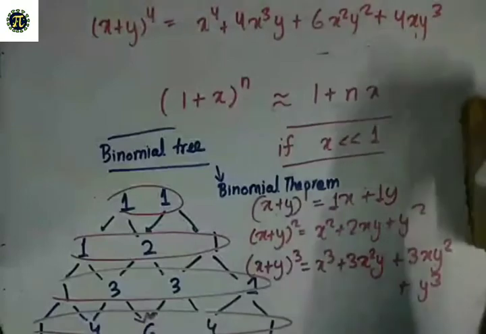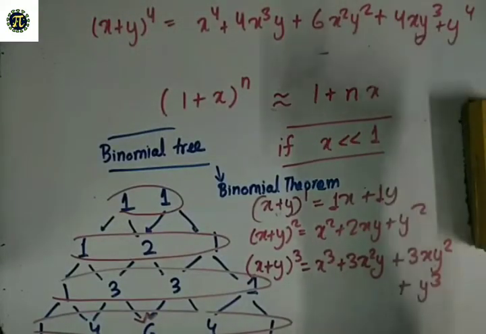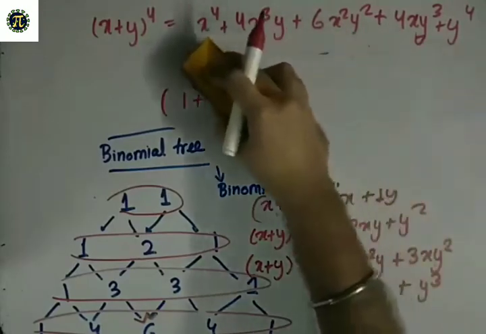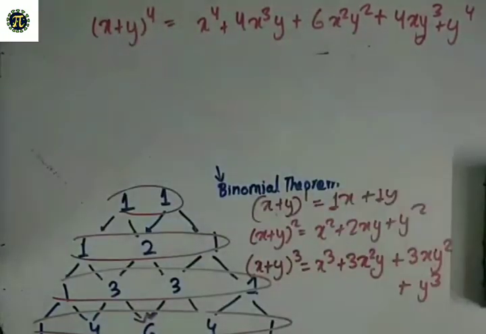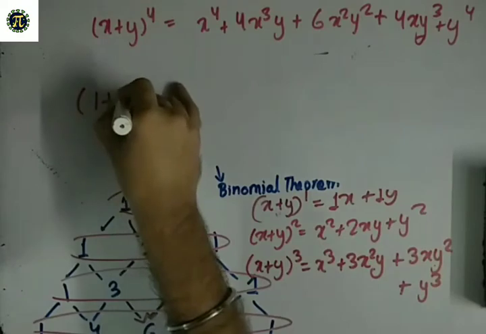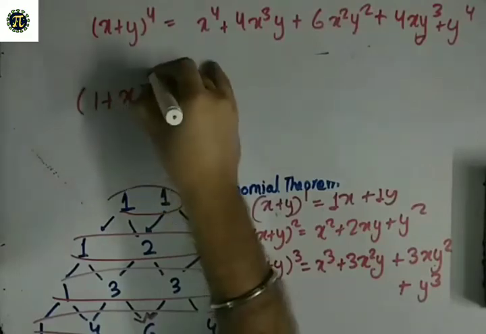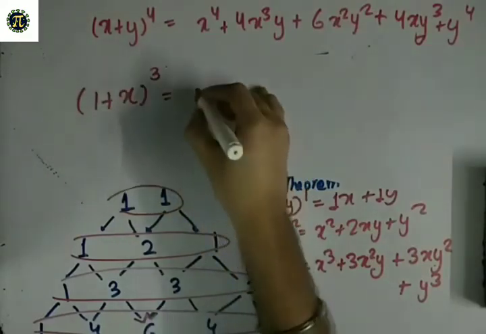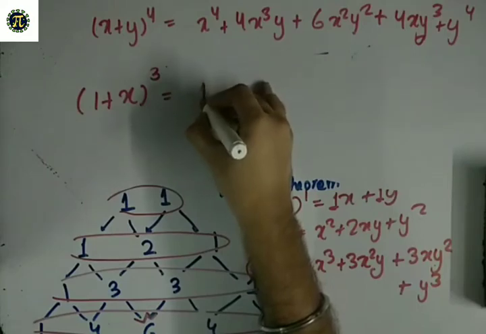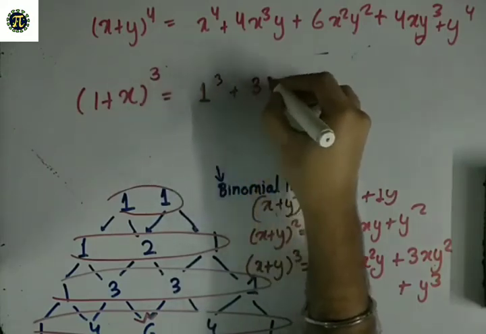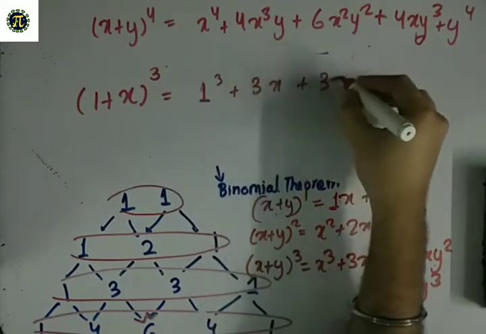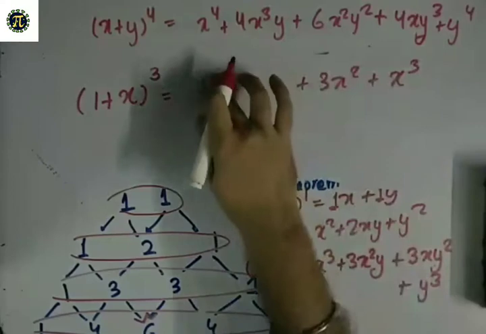Okay, so maybe I can write it here. With this idea in mind, that this is a binomial tree, that we can get expansions like this, I want to write what will be the expansion of (1 + x)^n. So (1 + x) whole cube, correct? (1 + x)^3 will be 1^3 + 3 times 1^2 into x, so 3x, plus 3x^2 plus x^3. No surprises about that.